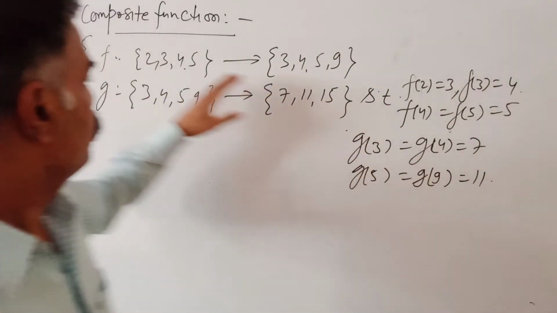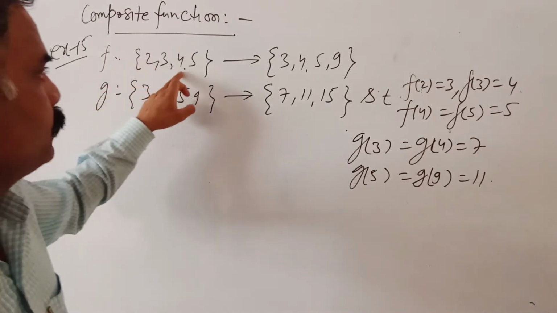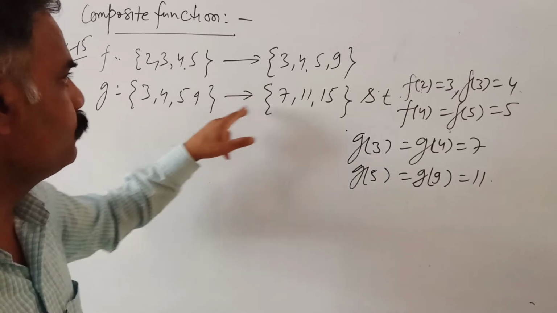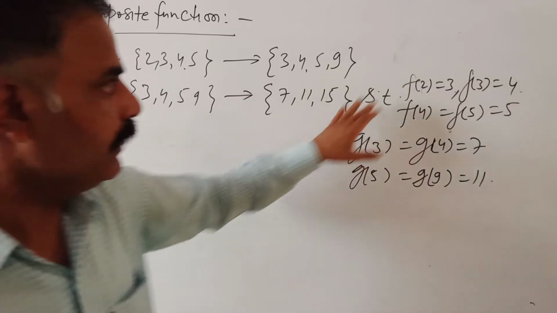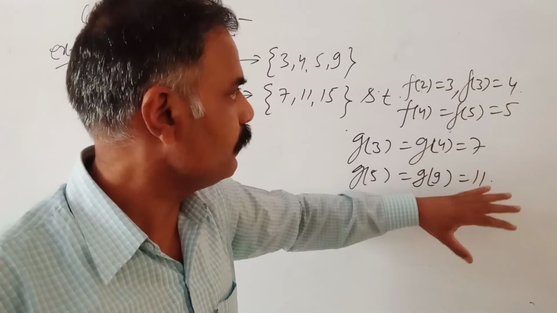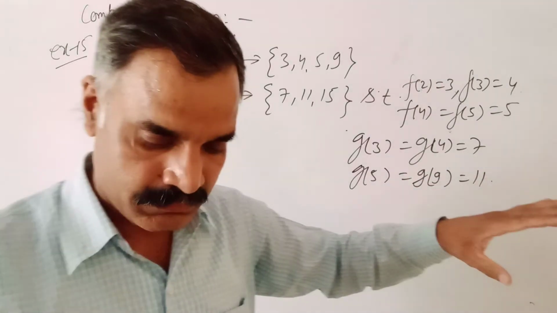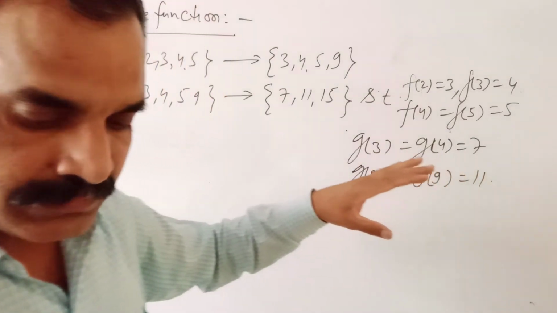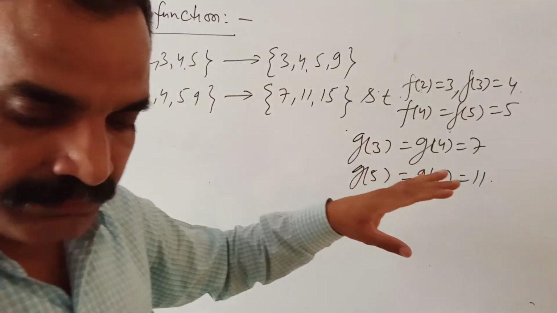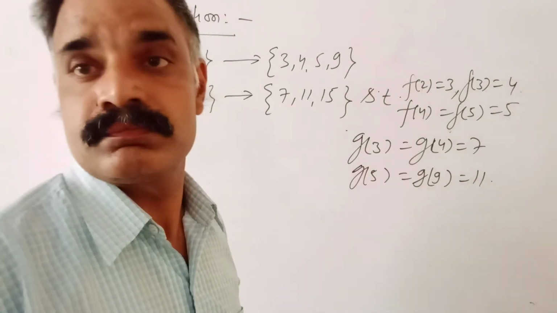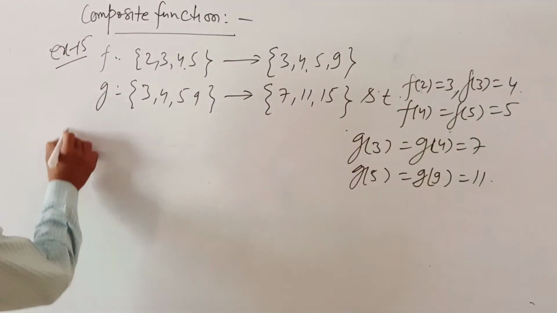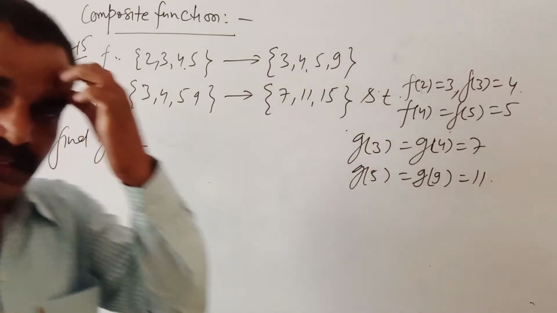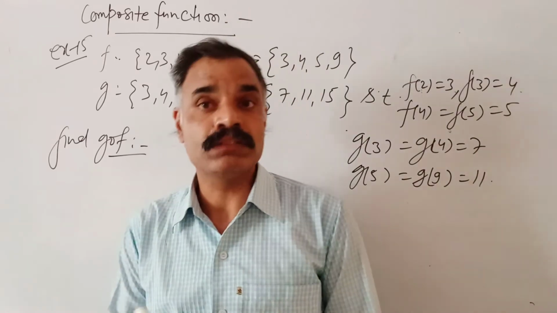It is given that f is defined from 2, 3, 4, 5 to 3, 5, 9, and g is defined from 3, 4, 5, 9 to 7, 11, 15, and these values are also given. f(2) is 3, f(3) is 4, f(4) is 5, f(5) is 5, g(3), g(4) is 7, and g(5), g(9) is 11. Find gof. We have to find gof in roster form.